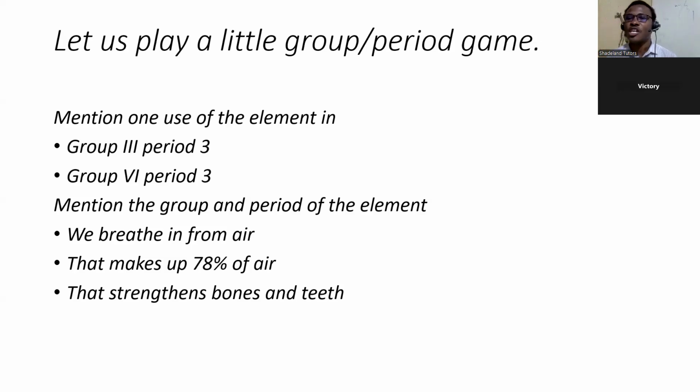Beautiful. Echo Kamsi gave us one. Aluminium for making cooking utensils. Very good. Aluminium is in group 3, period 3, and it is used for making cooking utensils. How many of you know that aeroplane body is actually made with aluminium?